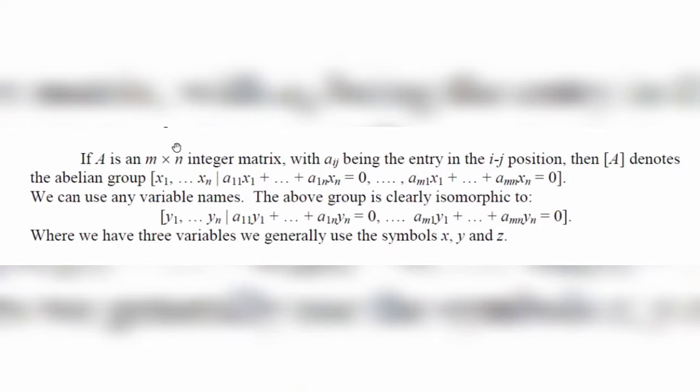A is an m by n integer matrix with this being the entry in the ij position. We can denote it using square brackets, so we can write our equation in this form, and similarly it's isomorphic to these. It's for x and for y. Generally we use three variables, which are x, y and z. In this recording we do the next example.